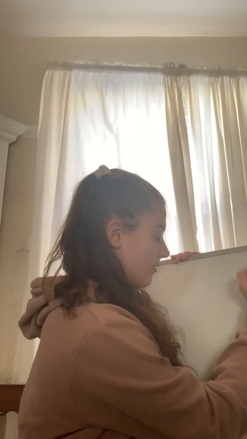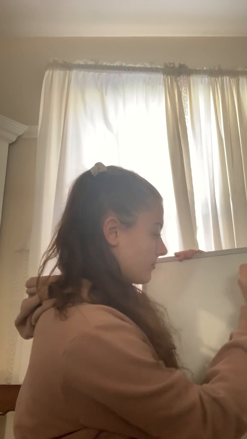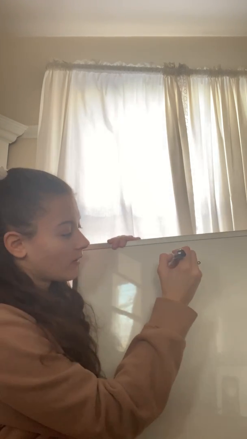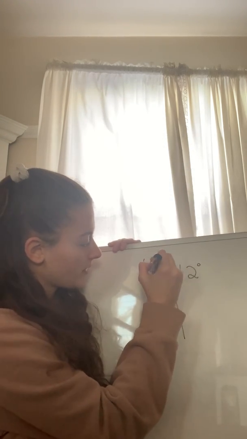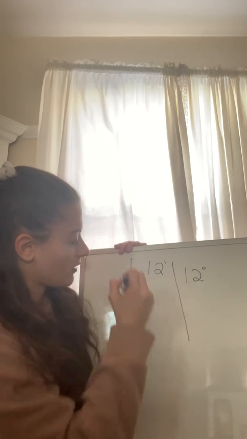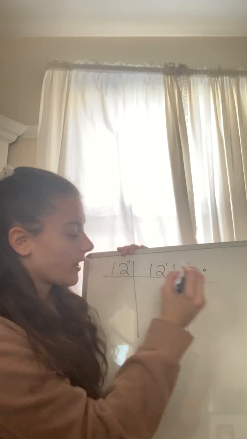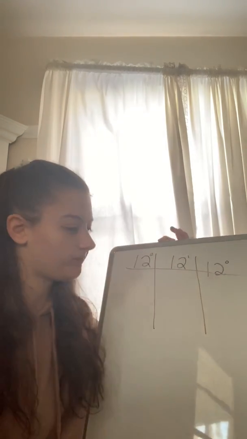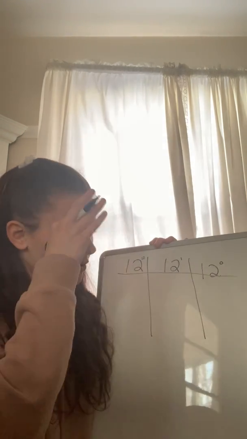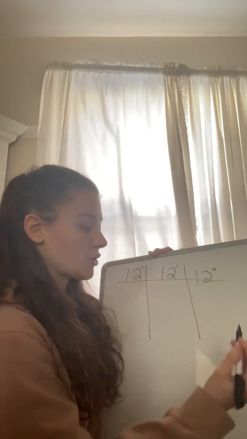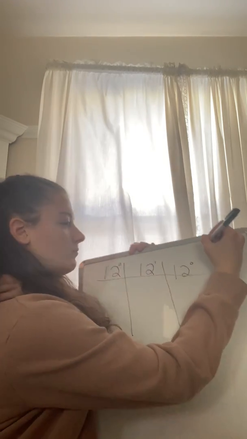So what we have is our 12 to the zeros place, our 12 to the ones place, and our 12 to the twos place. And I can go on and on if I wanted to. So let's just start with a simple problem.